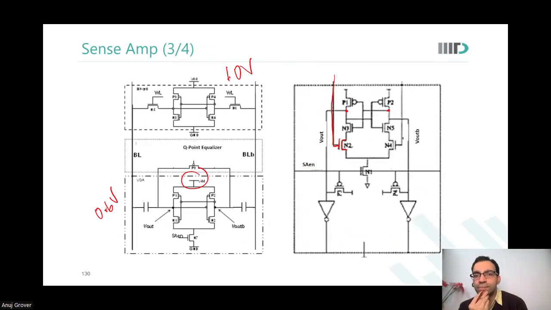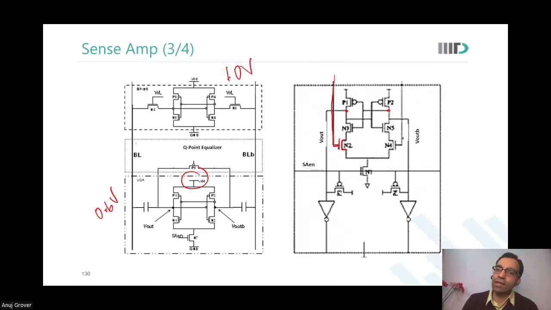Anything else? Ranjit, your hand is raised. Sir, why is this output lines pre-charged in the second case? In the second case? Yes, we have P4 and P3 MOSFETs.